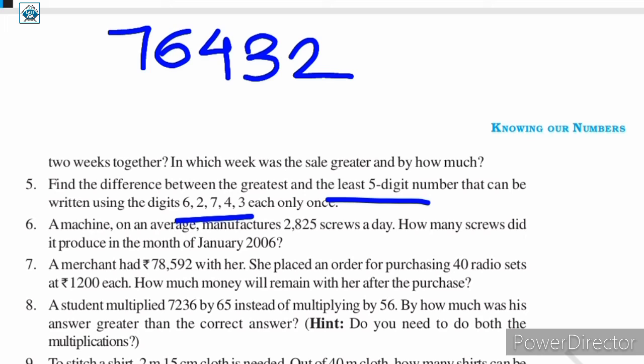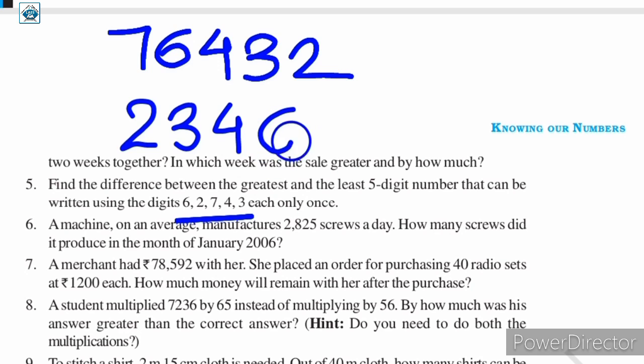For that, just arrange them in ascending order. The smallest will come first. So here 2 is the smallest, the second smallest is 3, then comes 4, then 6 and then 7. That is the reverse of this number. So you need to find the difference. For difference we will subtract.